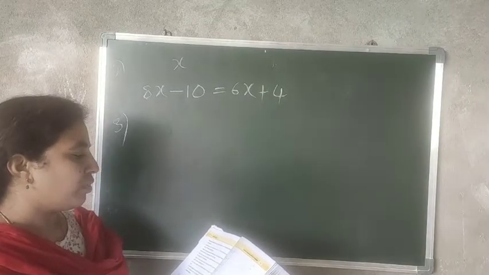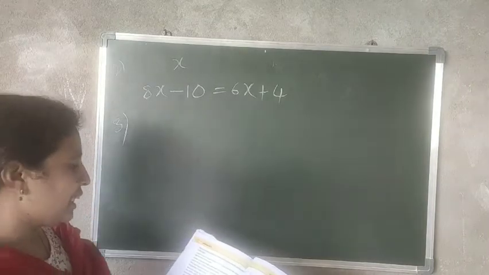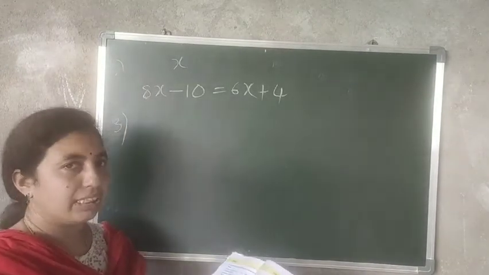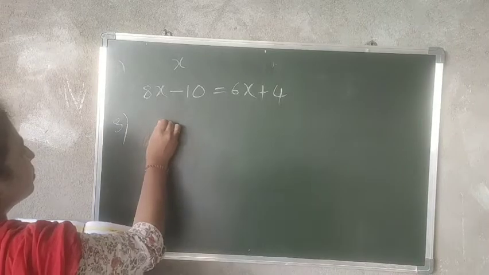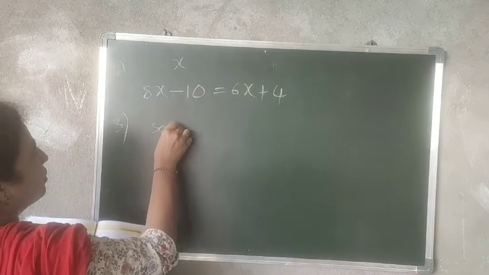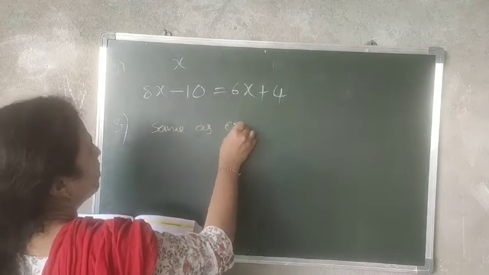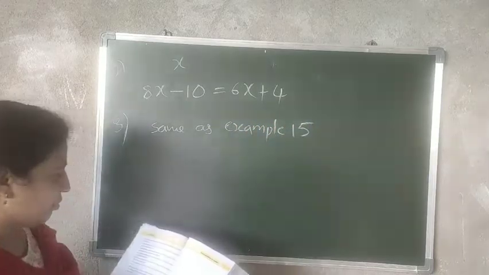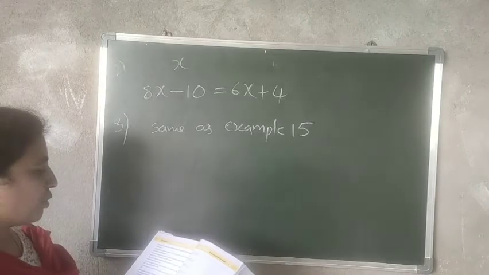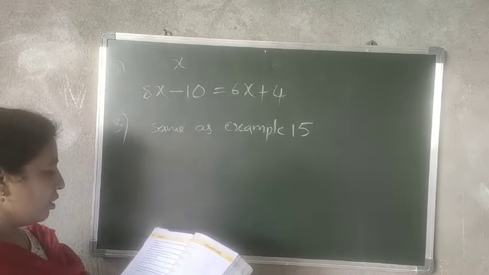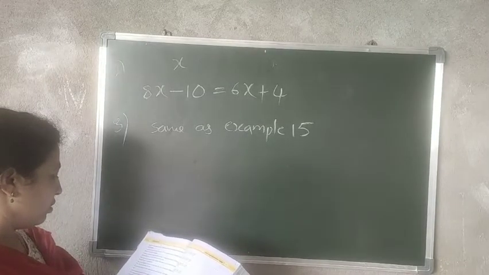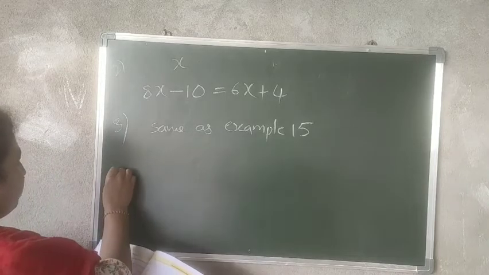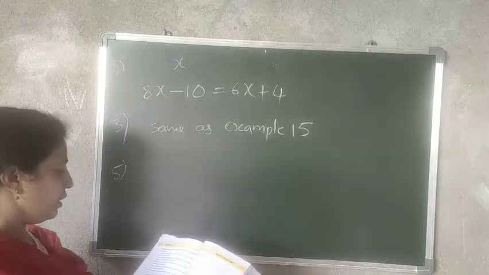Next, third: a number consists of 2 digits whose sum is 9. This is the same as example 15, and this is homework for you. You have to do that one also. Fourth one I will explain.